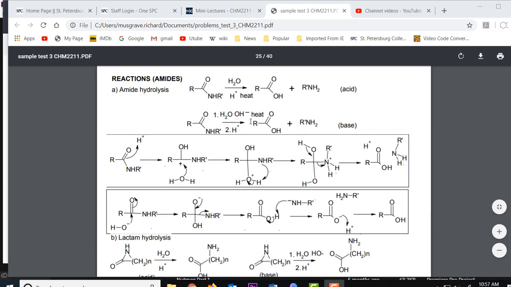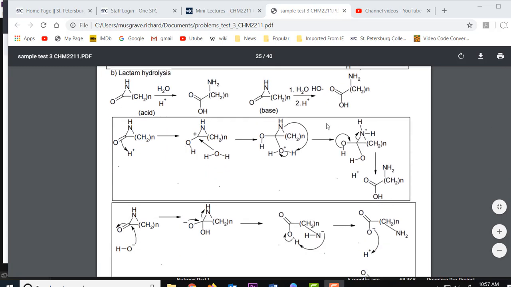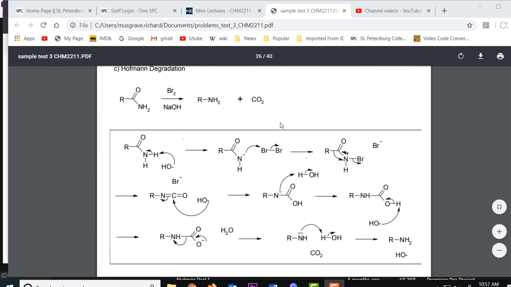In the case of reactions of amides, we have an acid and base. In the case of lactam hydrolysis, we've got acid and base as well. Hofmann degradation, that would be an oddball.